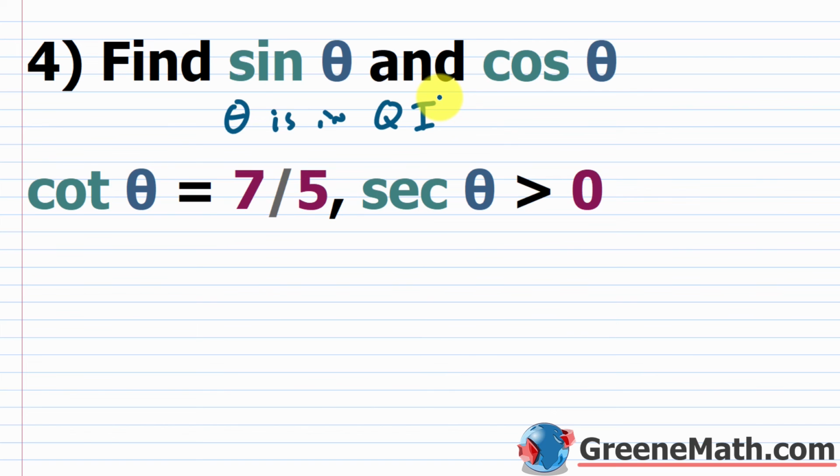Now, let's think about how we can find the sine of theta and the cosine of theta. We're going to turn to our Pythagorean identities. And since I'm given the cotangent of theta, I'm just going to start with 1 plus the cotangent squared theta, and this is going to be equal to the cosecant squared theta. Now remember, if I find the cosecant of theta, I can take the reciprocal and I have my sine of theta. So this is one way you could do it.